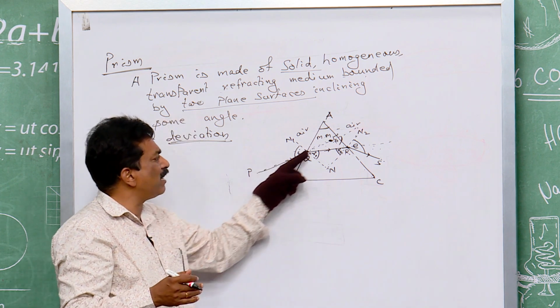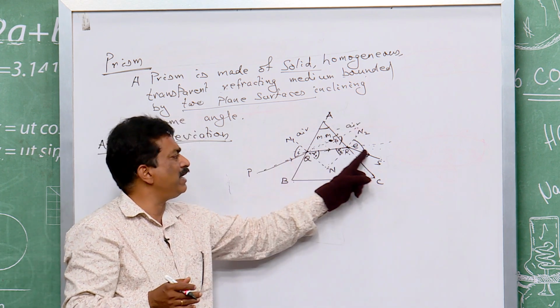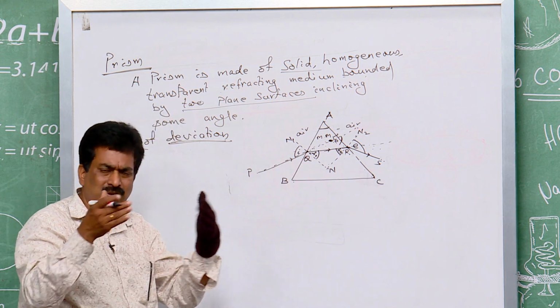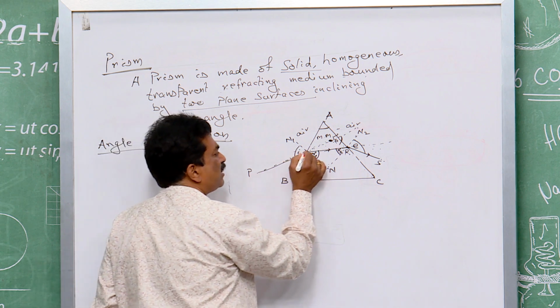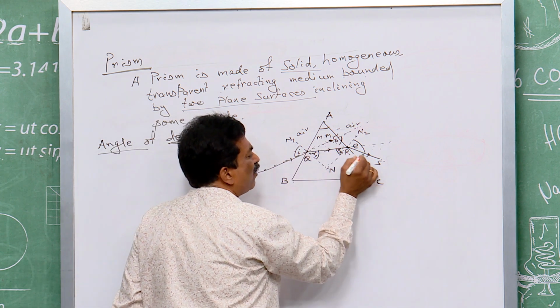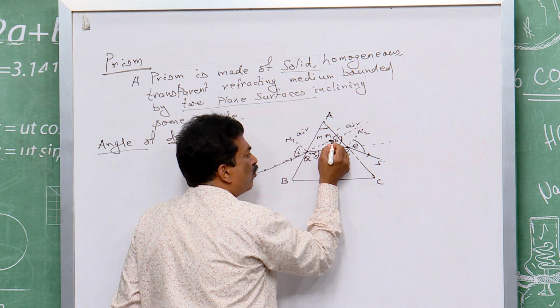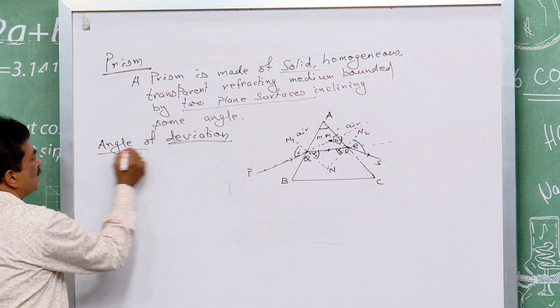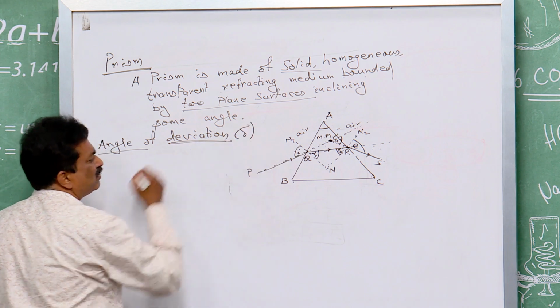You see, instead of going straight, the ray is going in this direction. So that means it is deviated. Now you extend this ray, and now you extend this emergent ray, and where they meet, that is known as the angle of deviation. So this is the angle of deviation, that is delta.